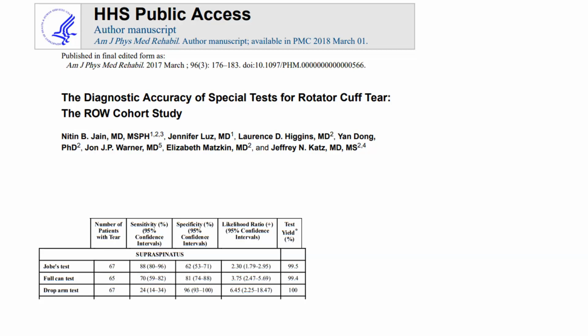The empty can has the same 82 and 62, and the full can has 70 and 81. So specificity is more for the full can test. And the drop arm test is highly specific, with 96% specificity for there being a tear. Next, we'll go on to the subscapularis tests.